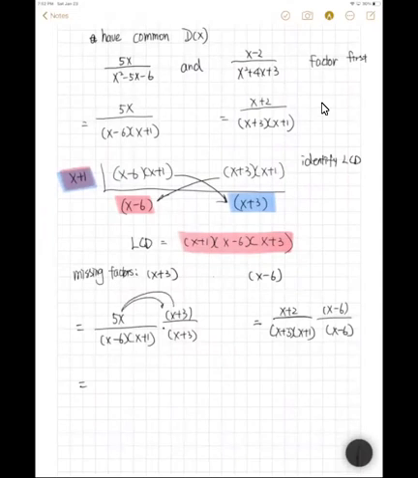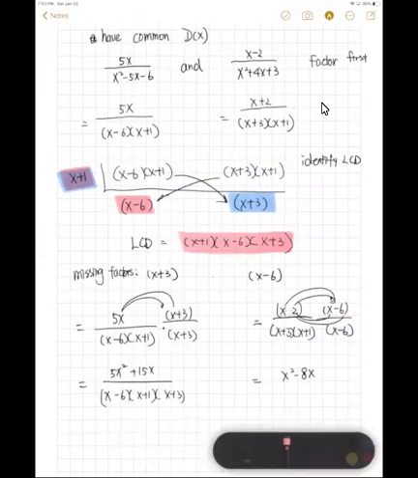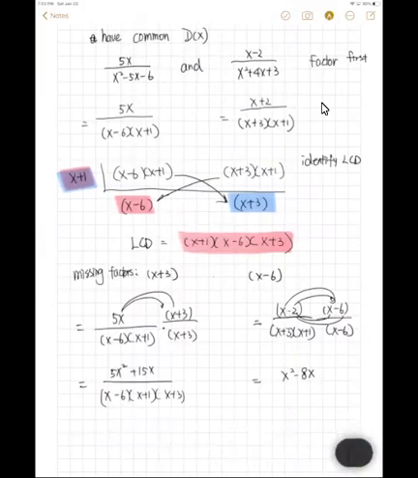So I have what, 5x squared plus 15x over x minus 6, x plus 1, x plus 3. And then on this one, I FOIL it. I will end up to have x squared minus 8x, oh, this is minus 12. Subtract, and then plus 12. And then x minus 6, x plus 1, and then x plus 3.